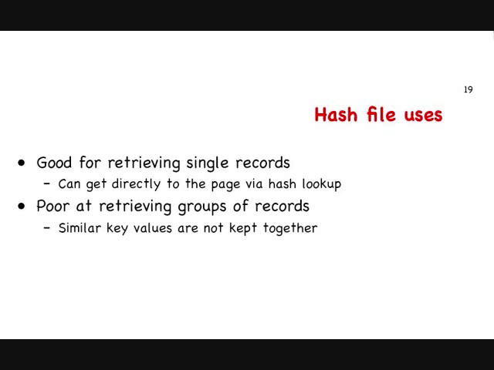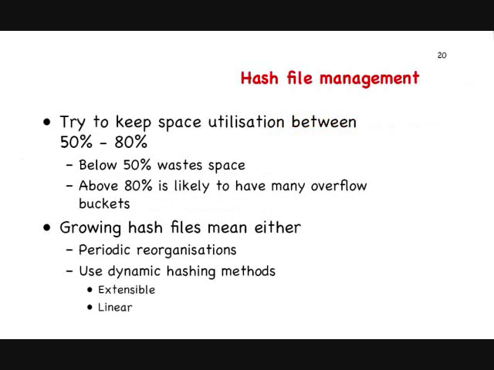But if you want to do a partial match, say you've got the Smiths and you want the Smiths and the Smythes and all the other variants, then they're similar key values, but they're not the same. So then you have a problem. So single records is what hashes are really good for.